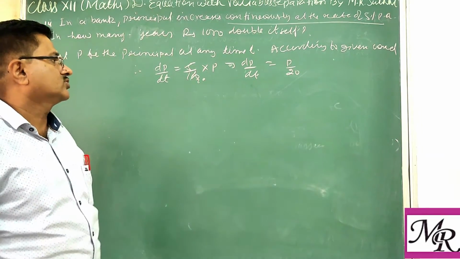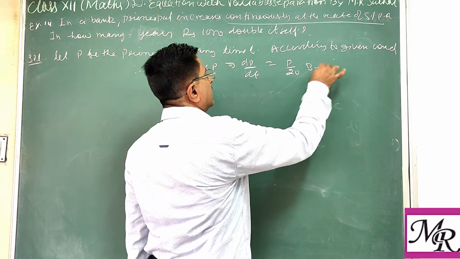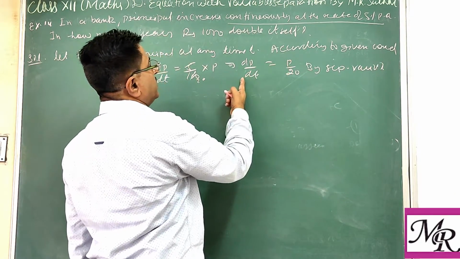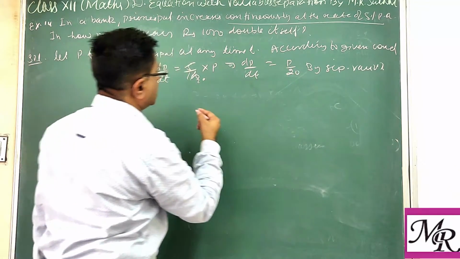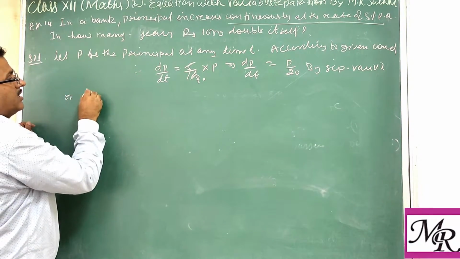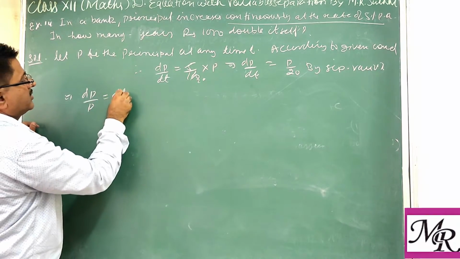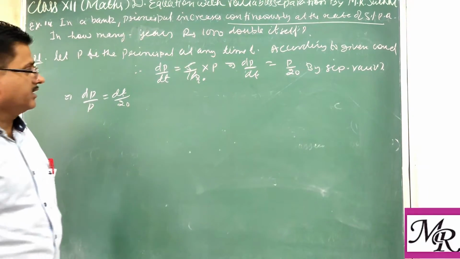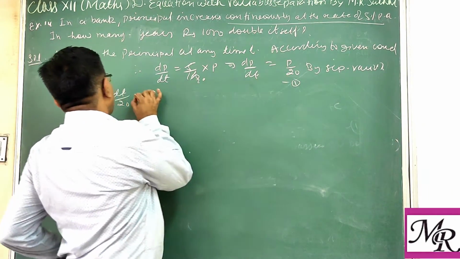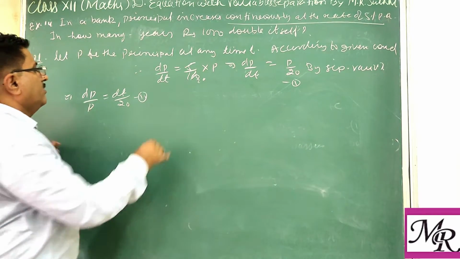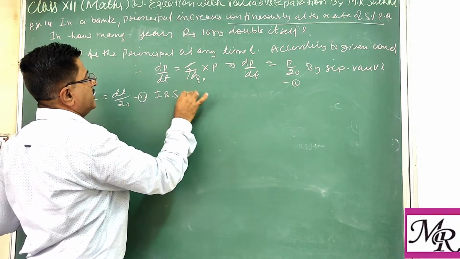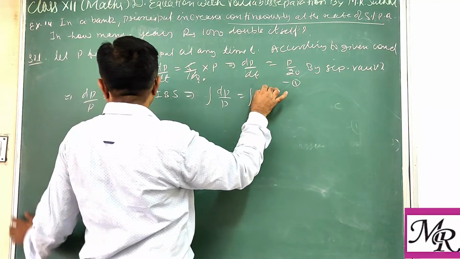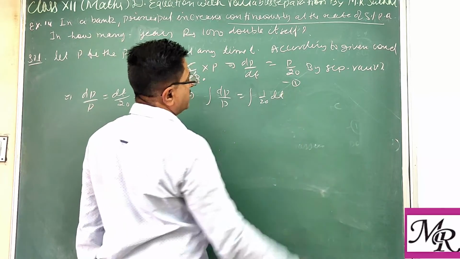So now we come to our main motive, the differential equation of first order first degree. We have to solve it by separating variables. So P can be transferred with dP, and dt can be transferred to the other side. What we get is dP upon P equal to dt upon 20. So the variables are separated. Clear? Now if the variables are separated, we have to integrate on both sides. So dP upon P equals 1 upon 20 into dt.